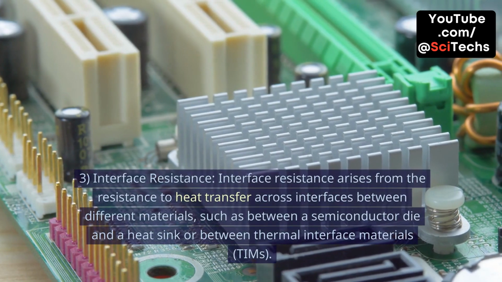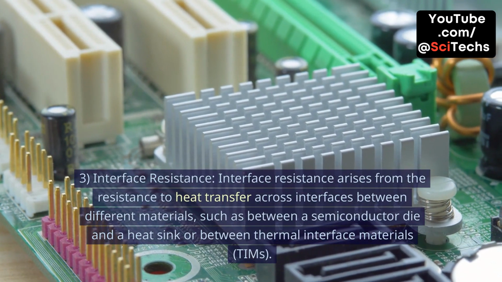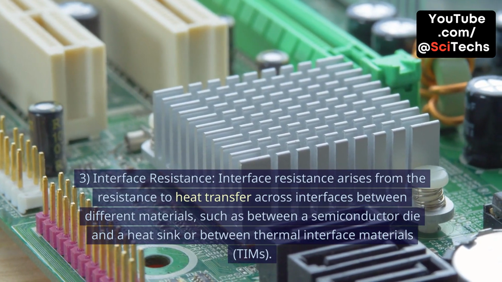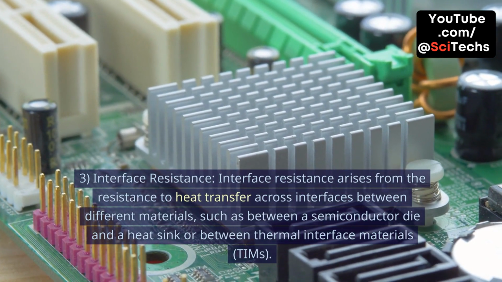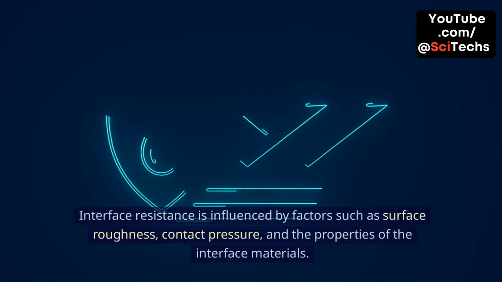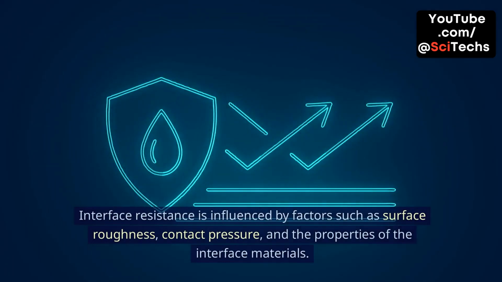3. Interface resistance. Interface resistance arises from the resistance to heat transfer across interfaces between different materials, such as between a semiconductor die and a heat sink or between thermal interface materials, TIMs. Interface resistance is influenced by factors such as surface roughness, contact pressure, and the properties of the interface materials.